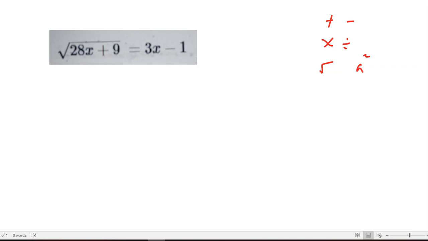So when I see this square root equaling stuff and I want to get rid of the square root, I have to square this side of it. But anything you do to one side of an equation, you have to do to the other, right? So we're going to square that side.